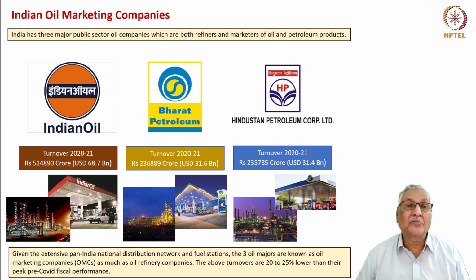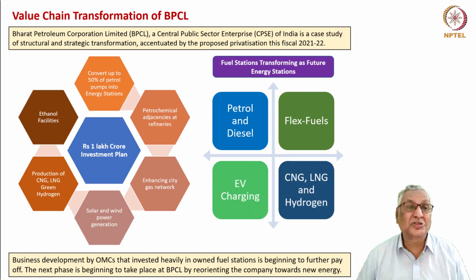However, the oil companies are not smug to this fact. They are trying to change the value chains of their companies. A classic example is the value chain transformation of Bharat Petroleum Corporation Limited, which is a central public sector enterprise of India. It is a case study of structural and strategic transformation which will happen when you are going to have industrial transformation. It was to have had a privatization this fiscal, that is 2021-22, but it is now postponed because of the requirements for a better valuation.